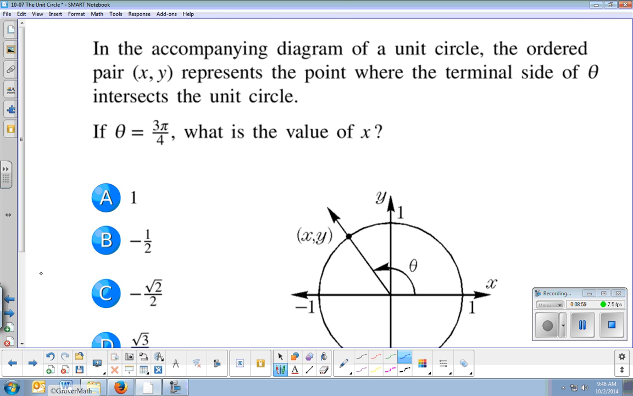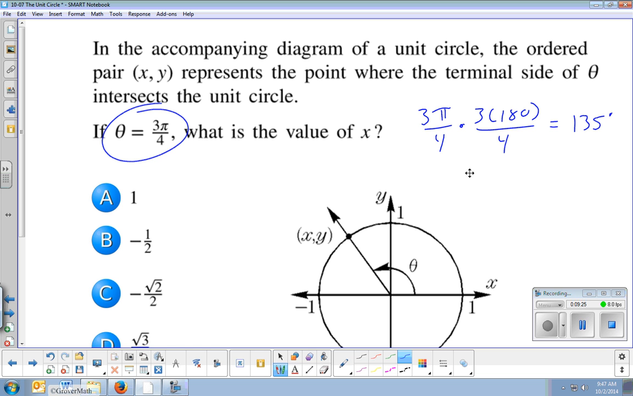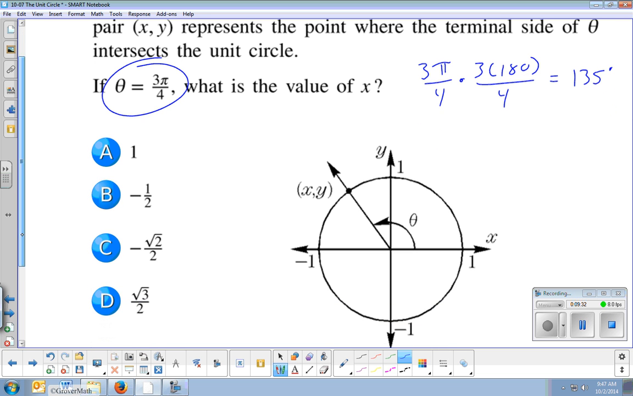Let's try another one here. This time they're giving us the angle, but they're giving it to us in radians, 3 pi over 4. And so I could convert this into degrees. I could think about it in terms of 3 times 180 over 4, or 3/4 of 180. And I think that's going to come out to be 135 degrees. Let's see, 180 divided by 4 is 45, and 3 of those is 135 degrees. And so this angle is 135 degrees.